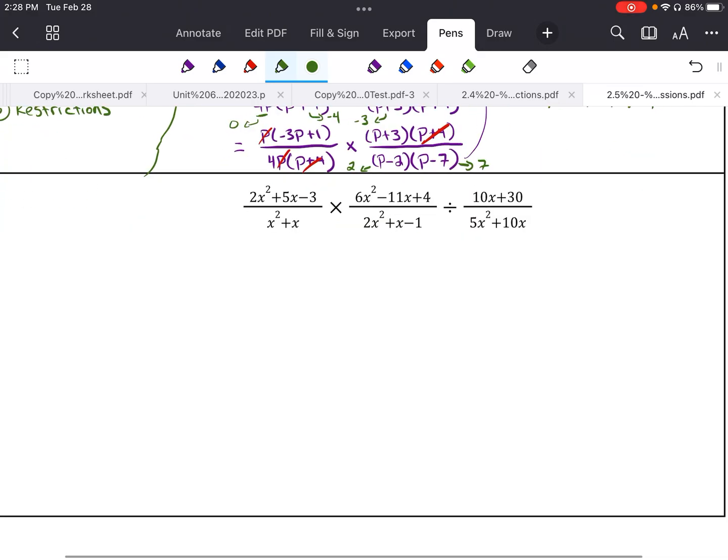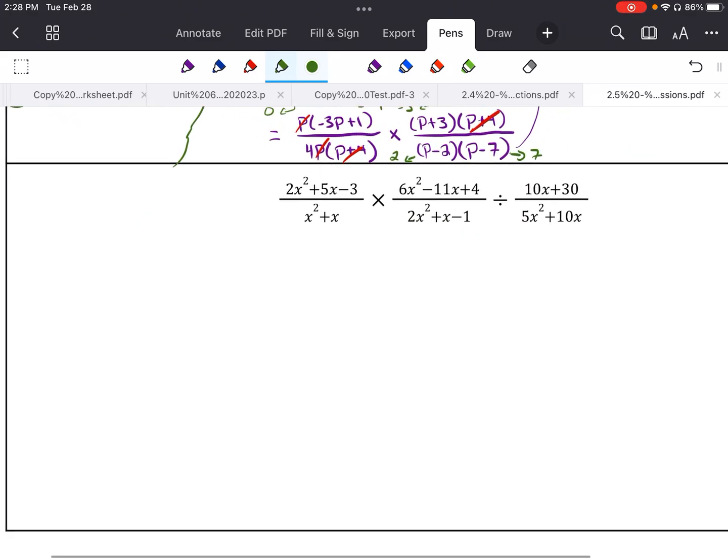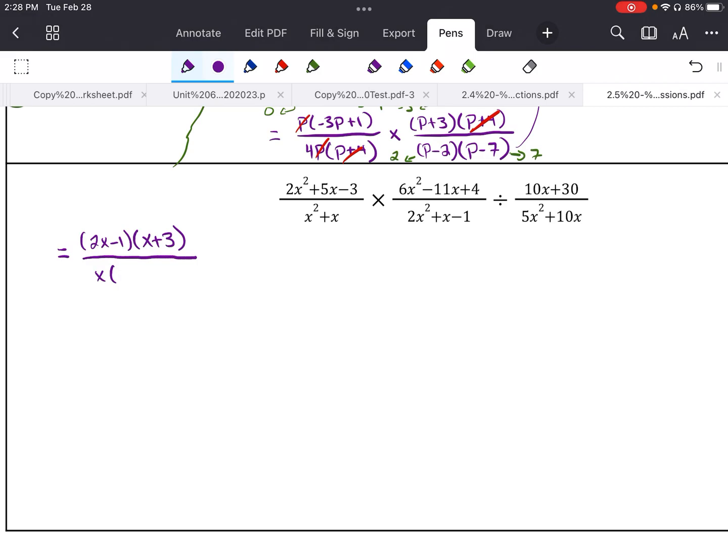Okay, we extend on to a more difficult one. First thing we want to do, everything's in the right order, so we're just going to start factoring. Complex factoring of 2x squared plus 5x minus 3. You should end up with 2x minus 1 and x plus 3. On the bottom we have a common factor of x, and we end up with x plus 1.